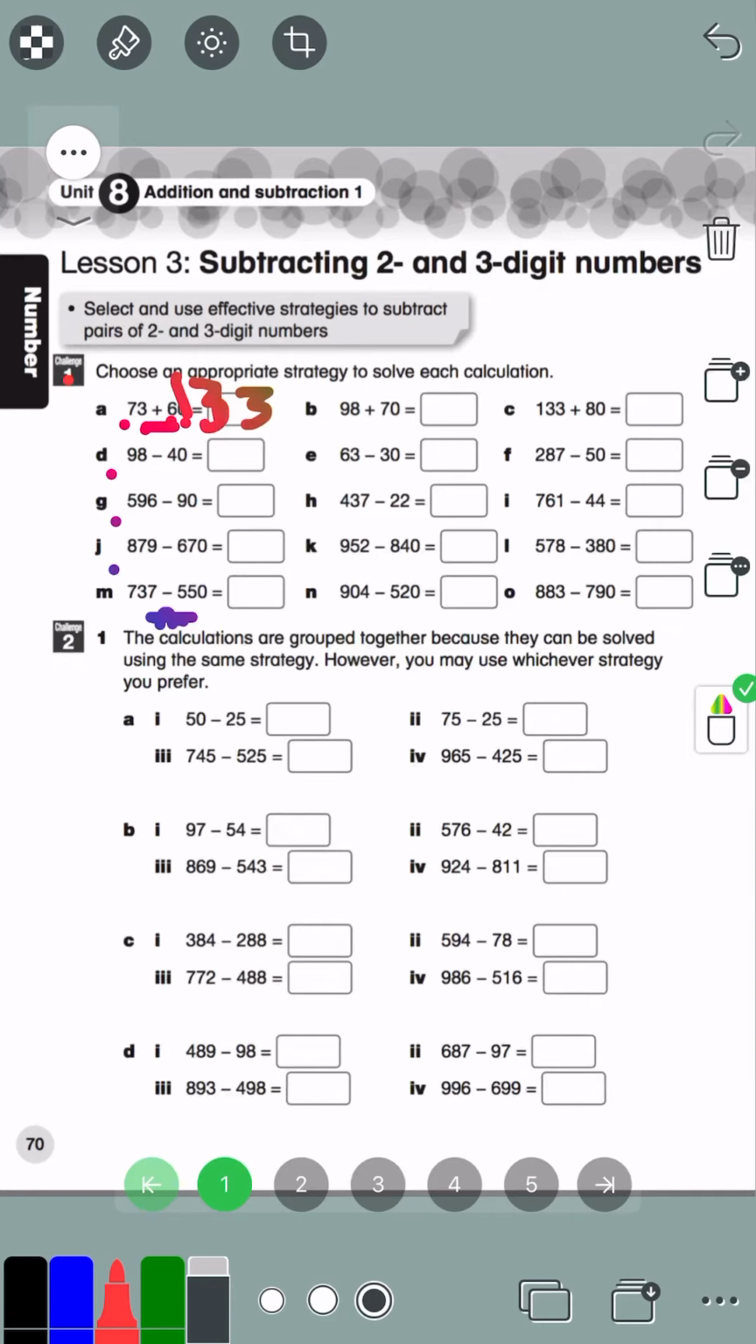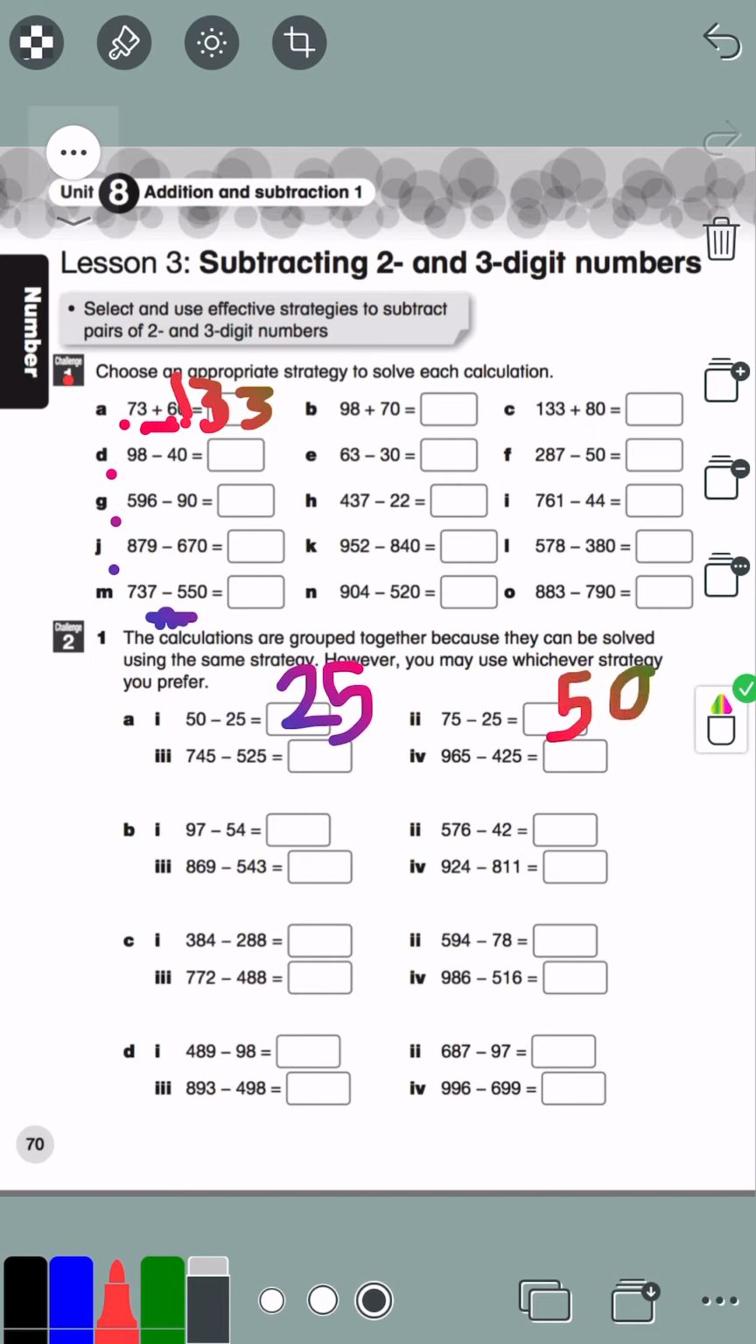Challenge 2. The calculations are grouped together because they can be solved using the same strategy. However, you may use whichever strategy you prefer. So answers may take different strategies. Now, in 50 minus 25, these are friendly numbers. Look, 50 minus 25 equals 25. 75 minus 25 equals 50. So these are friendly numbers. We know them without using any calculations.